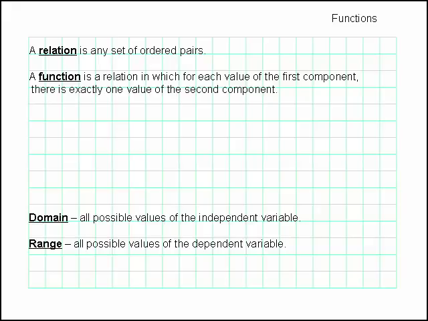All right, this lesson is our introduction to the idea of a function. The definition is written here for you. A function is a relation. A relation is just a set of ordered pairs, x's and y's, in which for each value of the first component, that's usually your x's, for each value of x, there is, the key phrase here, exactly one value of the second component.